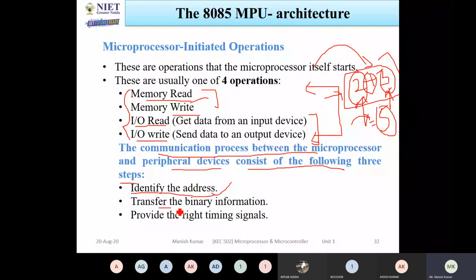The second thing is to transfer the binary information. Always you transfer the data in binary form. Always remember that. And the third one is to provide the right timing signals. So with the help of these 3 steps, you can communicate between the processor and other peripheral devices.